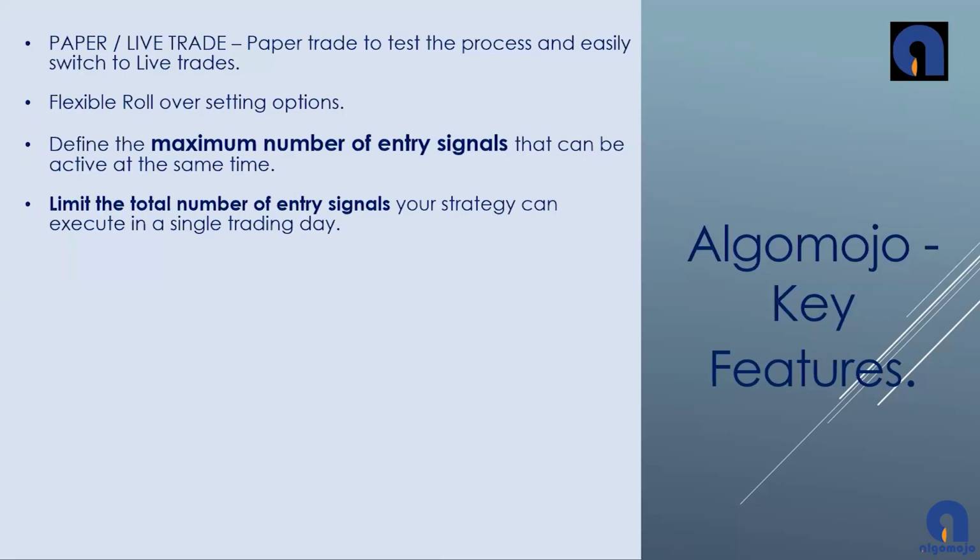Or if you say that, okay, I don't want multiple buys to be taken, I just want the first buy to be taken and then the sell has to happen. You can set the number of concurrent signals also to either unlimited, or you can say take two of them or three of them, depending on your requirement. You can set those kind of parameters also.